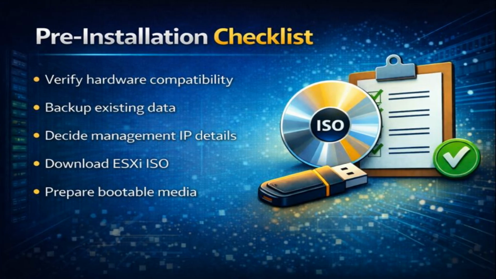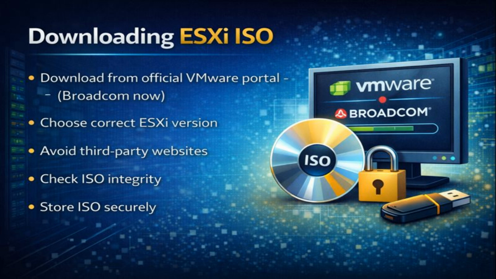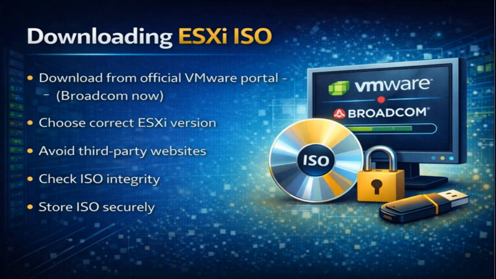Preparation avoids problems later. Before installing ESXi, ensure your hardware is supported and plan networking details like IP address and subnet. ESXi installation wipes the target disk, so always confirm where you are installing it. Always download ESXi from VMware's official website. Now it is Broadcom. This ensures the software is safe, updated, and supported. Using unofficial sources can lead to corrupted files or security risks, similar to installing software from unknown websites.